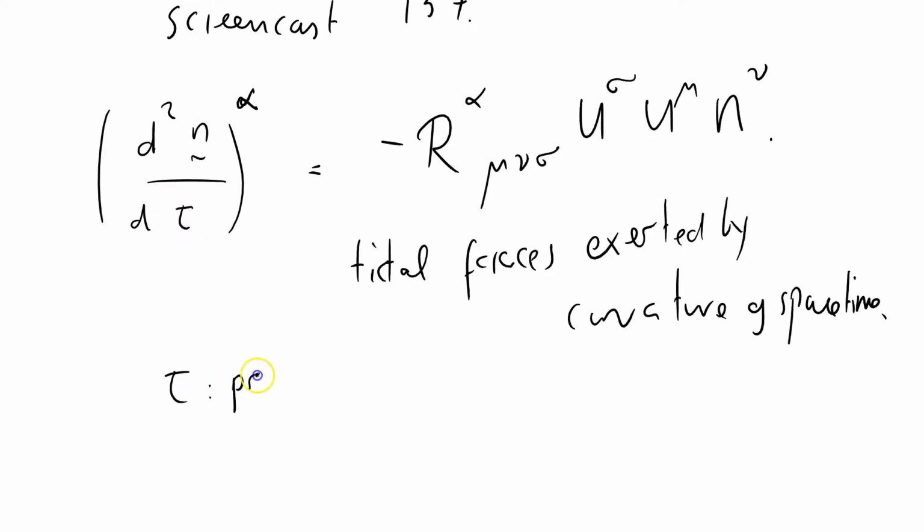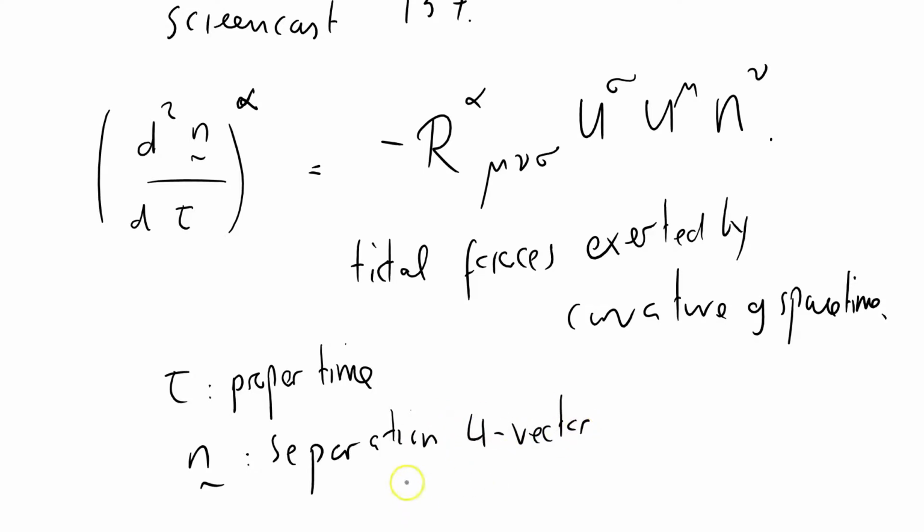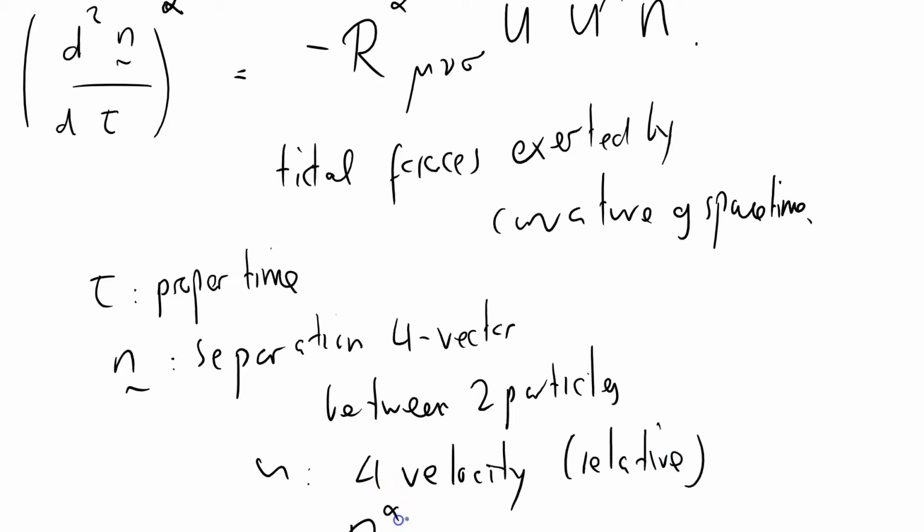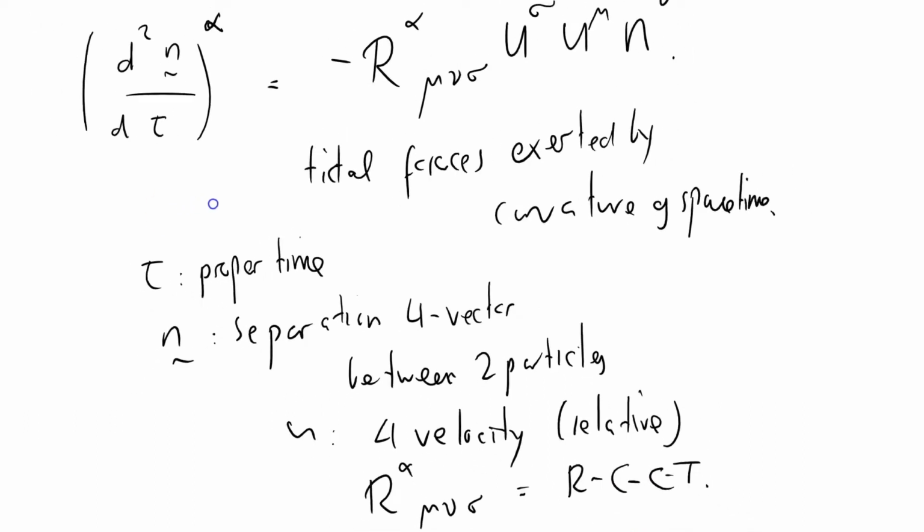Tau here is proper time. N was the separation vector between our two particles, the separation 4-vector between two particles. That's this term here. U was the relative 4-velocity. And of course this monster here, alpha, mu, nu, sigma, was the Riemann-Christoffel curvature tensor.